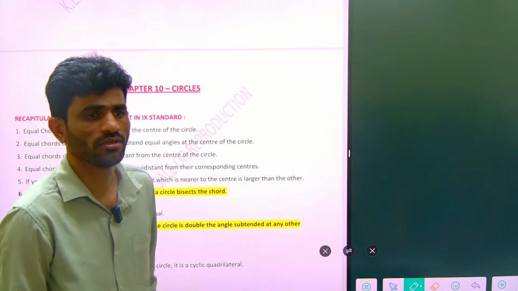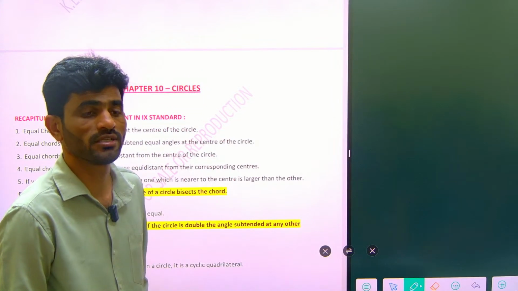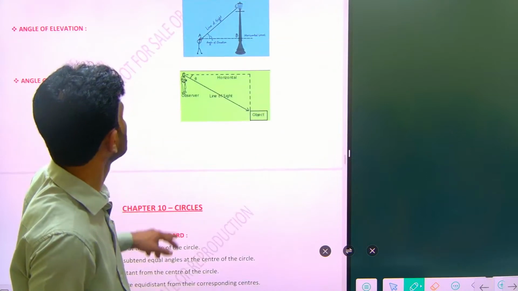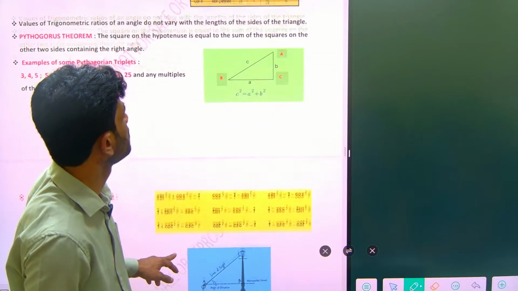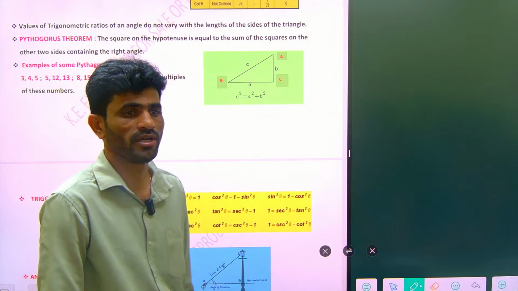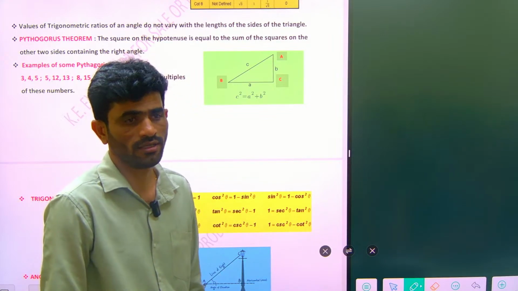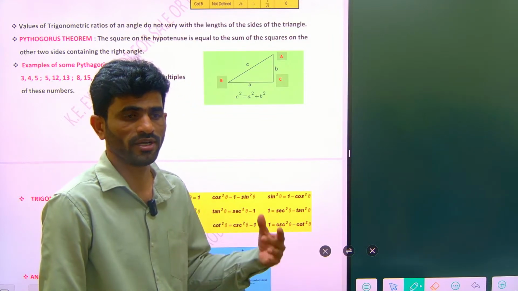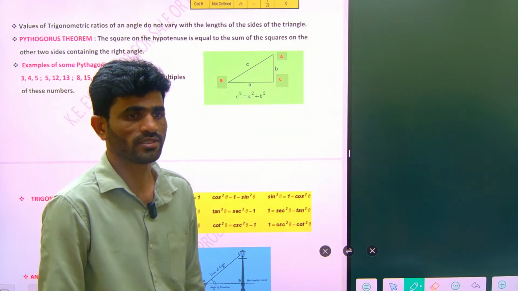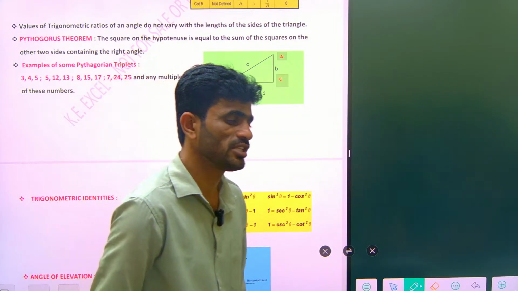So this is about circles, some important points, theorems you need to learn. After circles, what do we have? Applications of trigonometry and algebra. These we will discuss tomorrow, because we are at the end. In triangles, what do you have to prepare?